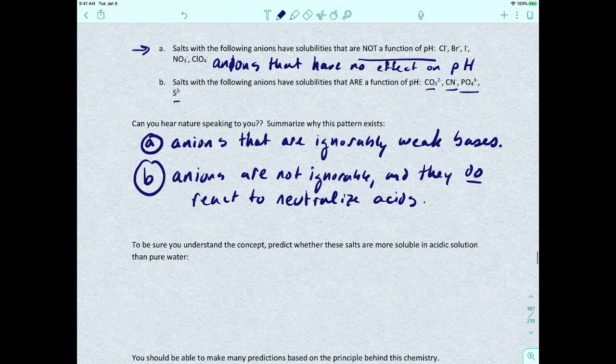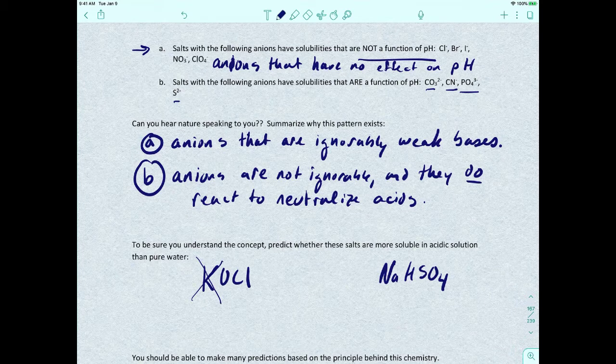Now to be sure that you understand this concept, predict whether these salts are more soluble in acidic solution than pure water. Here are your two compounds, KOCl versus NaHSO4. Let's take a look. K, we know, is a cation in family 1A. That doesn't affect the pH, so we'll cross that out.